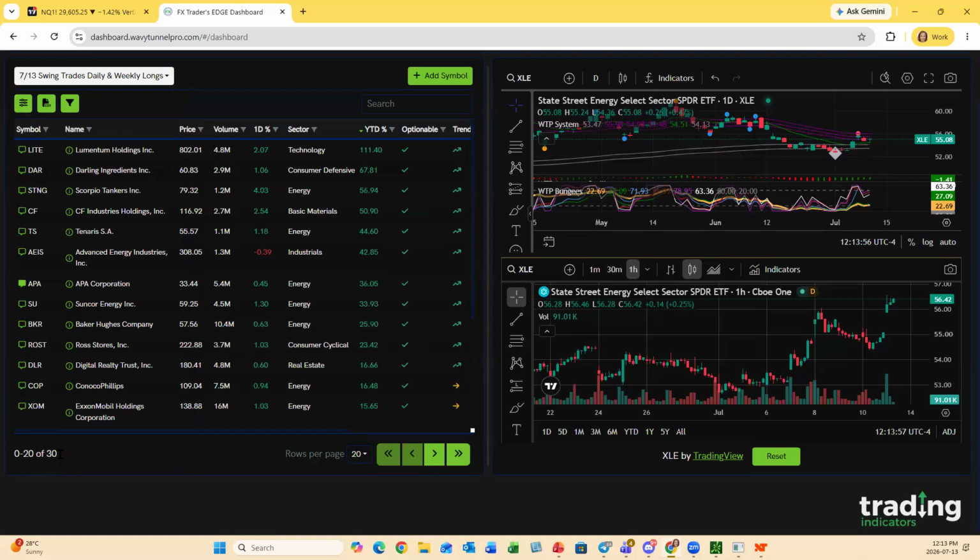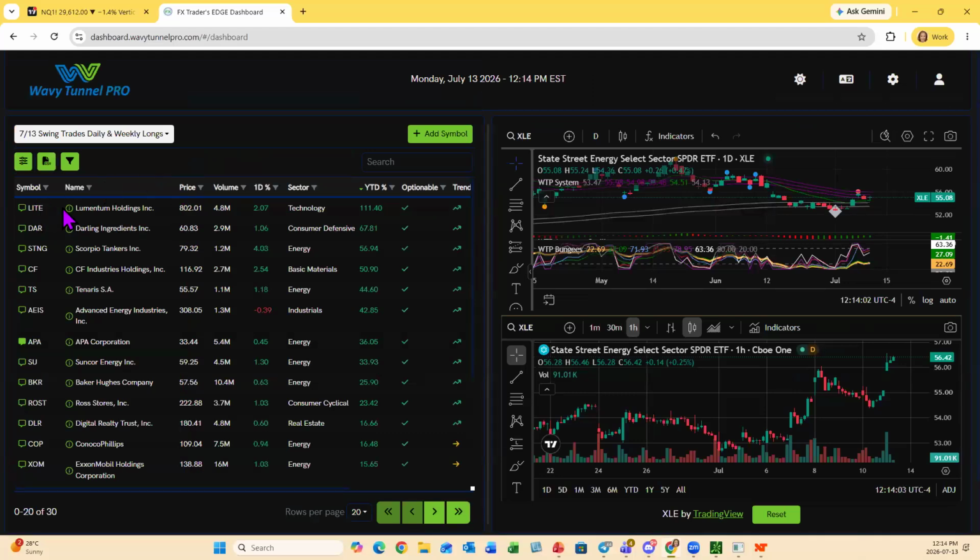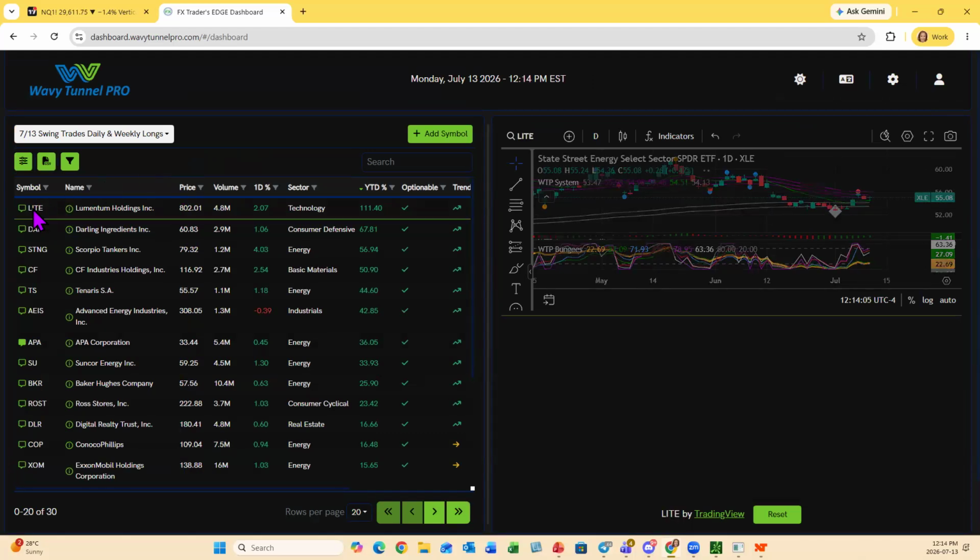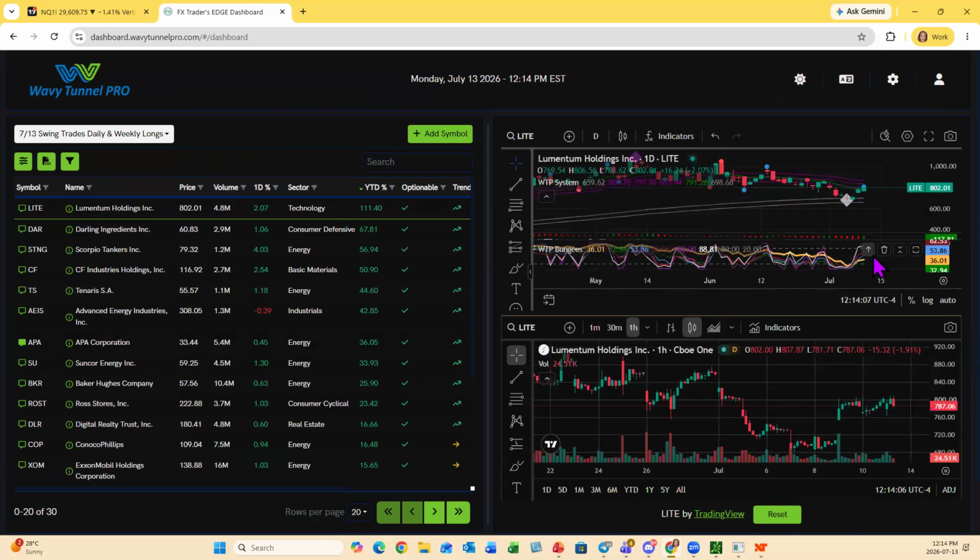Okay, so I told you that I got 30. Here we have 30 stocks to look at. So let's look at them together. And I also made sure that they were all optionable. That's the other thing. So they're all optionable. So I'm going to get rid of this column so we can see the actual breakout for trade.